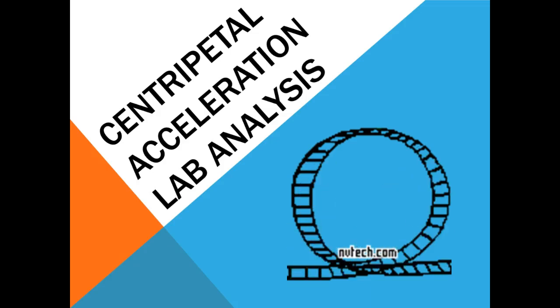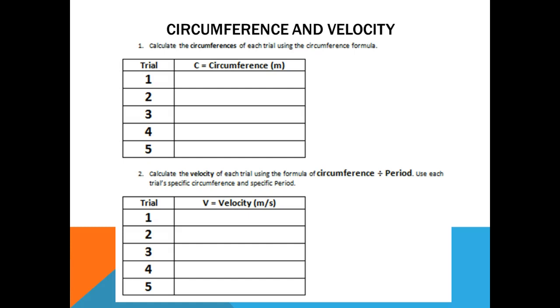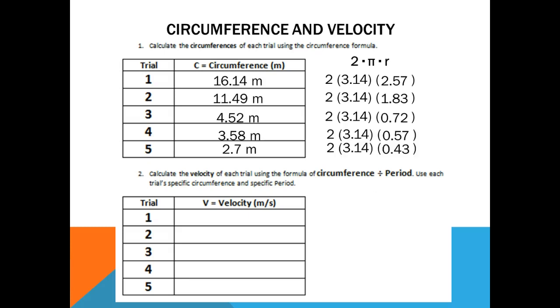Here are sample calculations using sample data from the lab. For the circumference, you would take 2 times pi times r. So 2 times pi, you can round pi to 3.14 or use the pi key on your calculator, and then you would use the radius from each trial. Multiply it all together. Remember, this is the distance around the whole circular path. So it's in meters. Circumference is in meters.